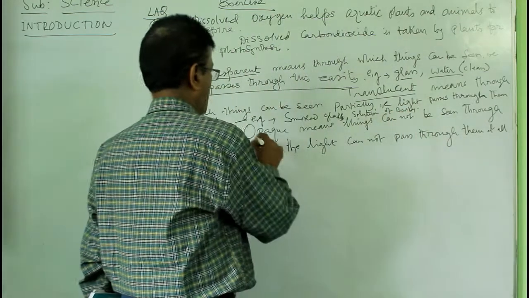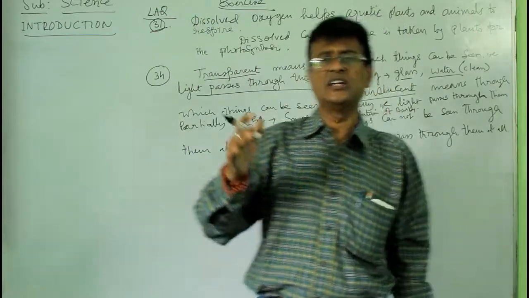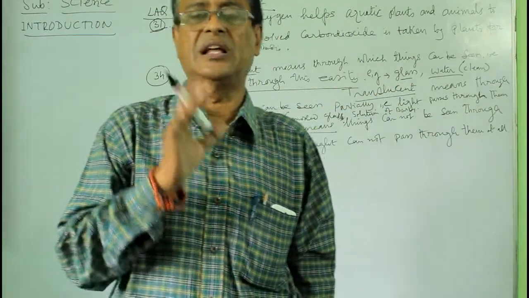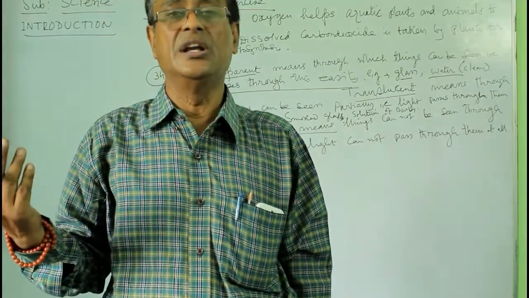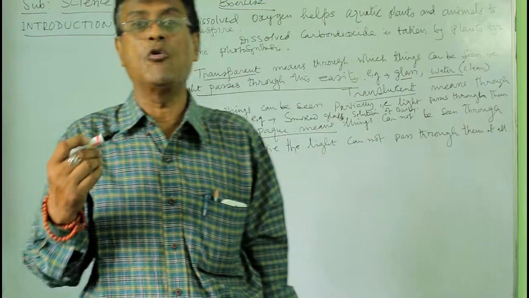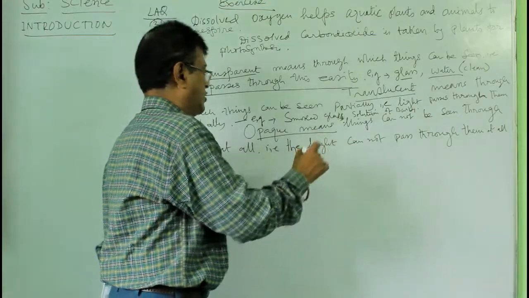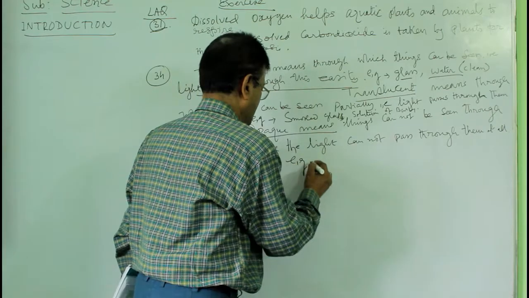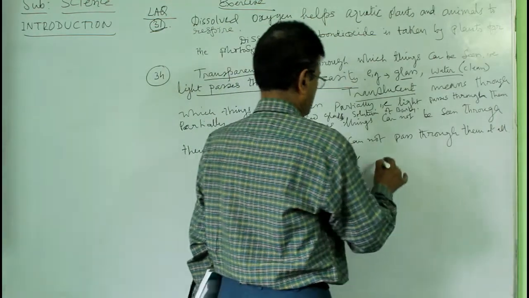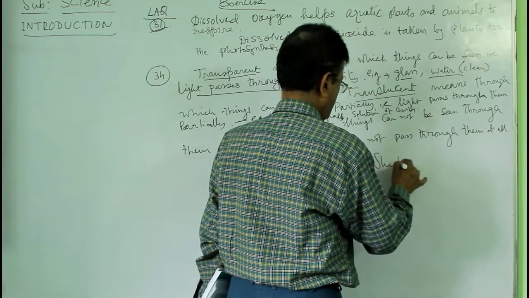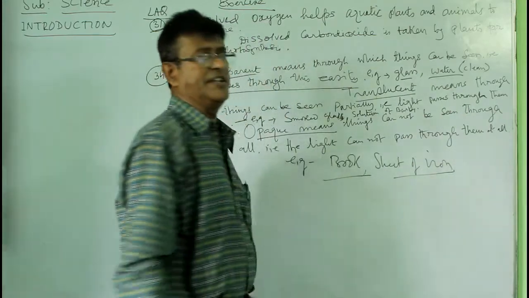The third one is opaque. An opaque object is one through which light does not pass. The light cannot pass through them at all. So we cannot see the objects when there are opaque objects in front of us. As for example, a book and a sheet of iron. They are the examples of this.